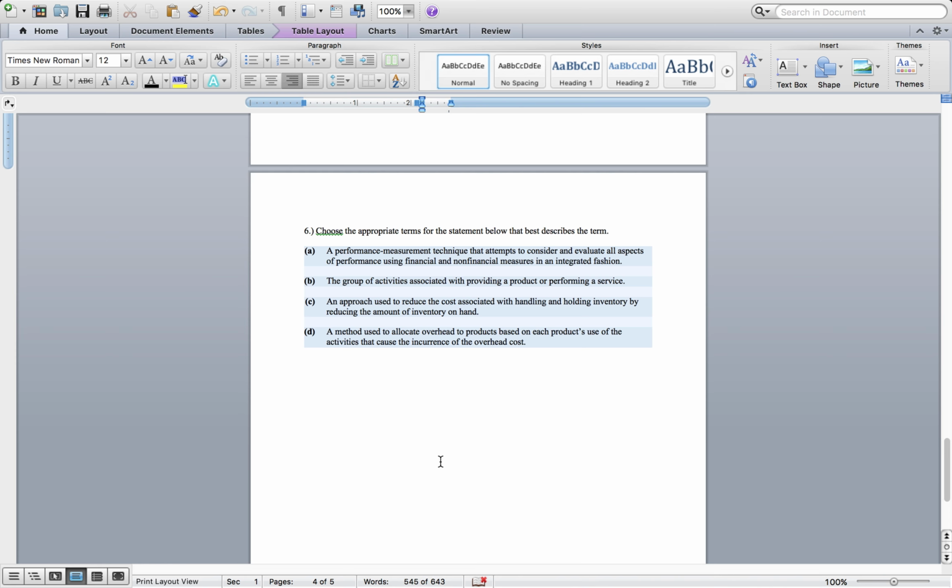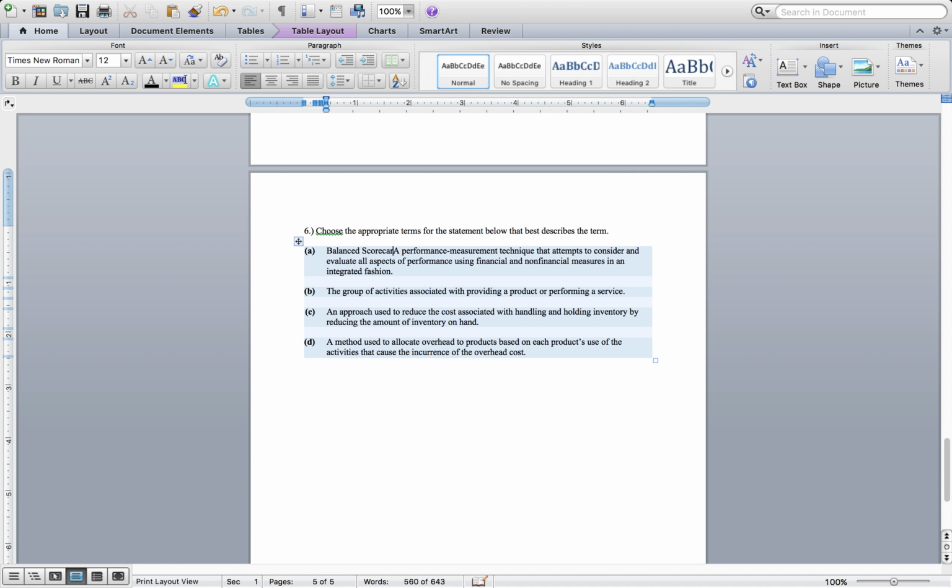Okay, the last one says, choose the appropriate term for the statement below that describes the term. First one, performance measurement, measuring all aspects of performance, financial and nonfinancial, in an integrated fashion. That's going to be when you use your balanced scorecard. A lot of companies do this, when they use surveys, and here they're looking at everything, from nonfinancial, how was the service, were they on time, and financial, did you meet your budget, did you meet your goal?